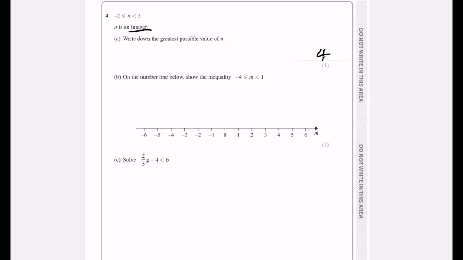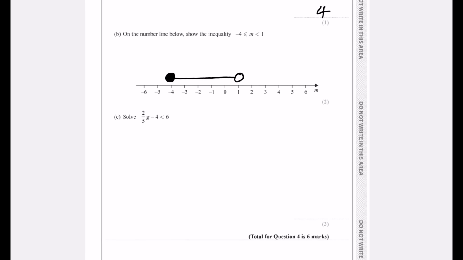Part B. On the number line below, show the inequality m is greater than or equal to -4 and less than 1. So it's a circle at -4, a circle at 1. Join them up by a line, so it's anything between -4 and 1. It can equal -4, so we colour in that circle to show that it can equal it, and it can't equal 1, so that circle is not coloured in.